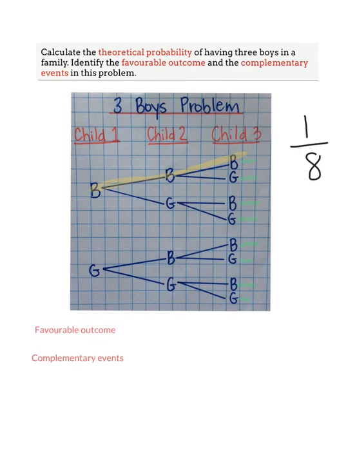The second part of the question asks for us to identify the favorable outcome. The favorable outcome is what we're looking for to happen. So our favorable outcome in this problem is all boys, is having all boys. Complementary events, as we looked at in the sample from the drop zone, are all of the events that could add up to all possible events that could occur.